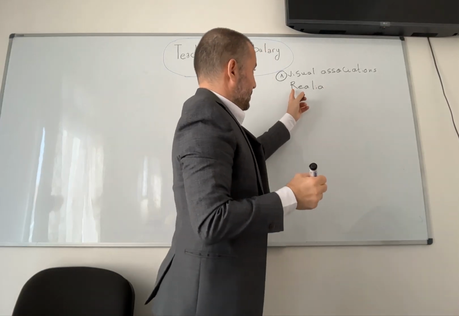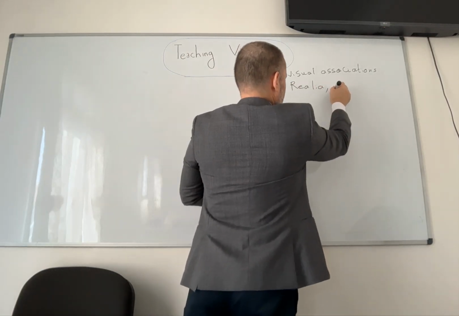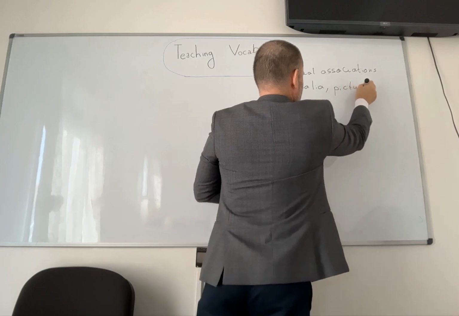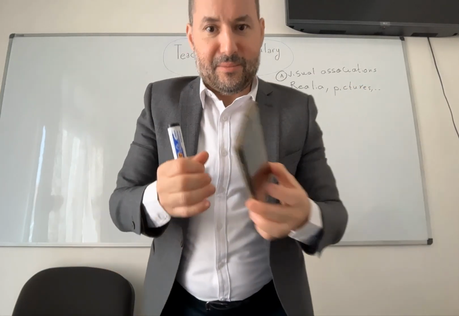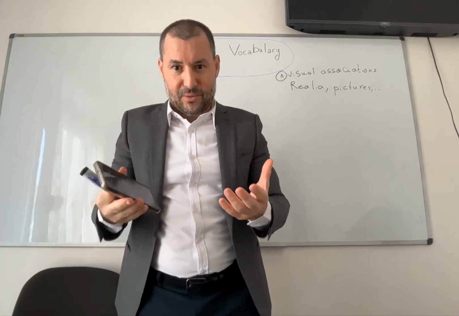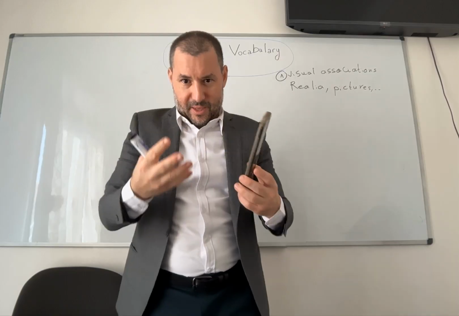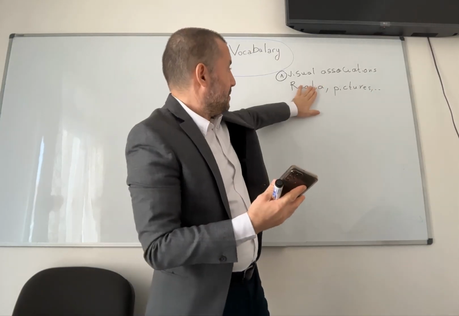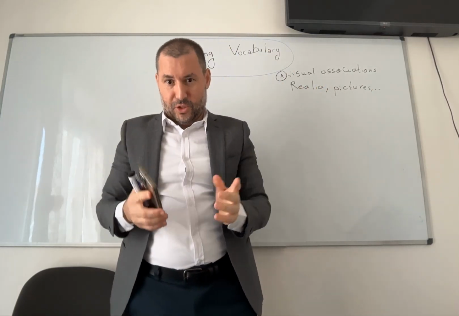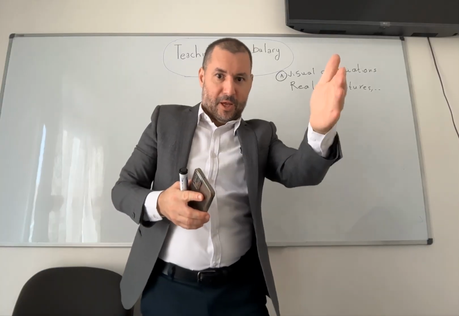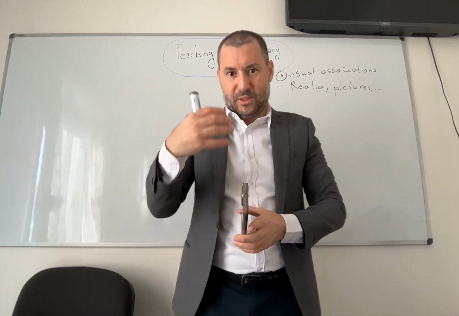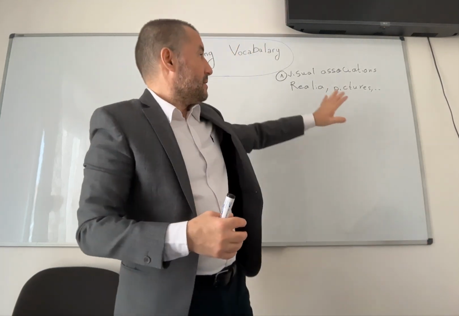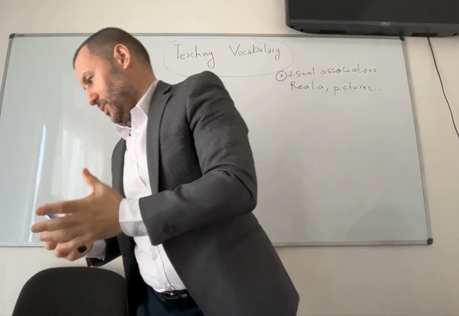So you can use realia, you can use pictures, and so on. For example, I can bring materials to the classroom and I can use them to teach vocabulary. So I bring things, objects, or pictures. You can also show pictures. So this is the picture of, let's say, a lion. This is a picture of a mouse, and so on. And then you can teach vocabulary. Okay? This is the first procedure.